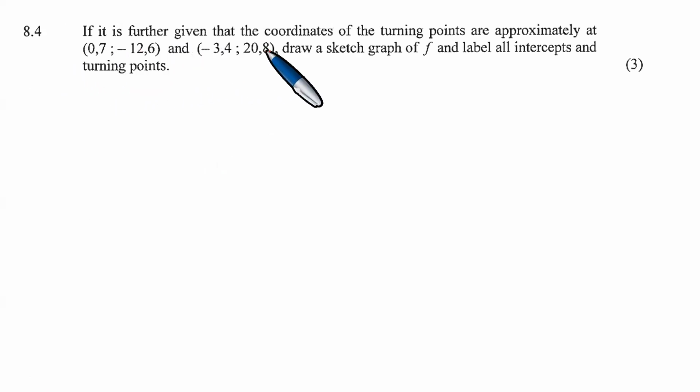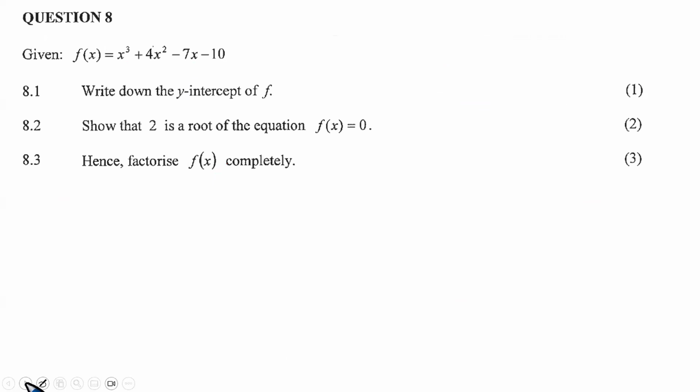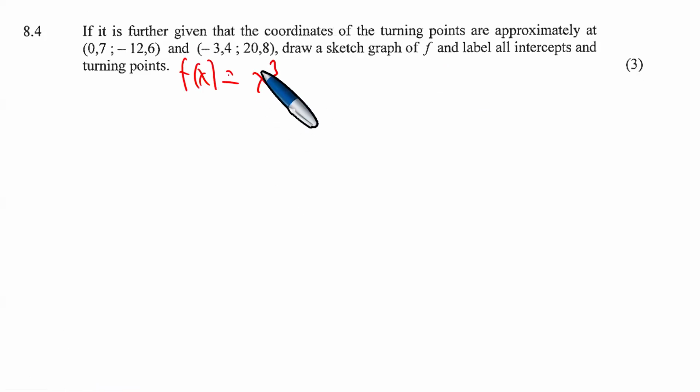8.4, if it is further given that the coordinates of the turning points are approximately at 0, 7 and minus 12,6 and minus 3,4 and 12,8, draw a sketch graph of f and label all intercepts and turning points. There's something we need to remember about this function, that it was exactly this one here: x cubed plus 4x squared minus 7x minus 10.